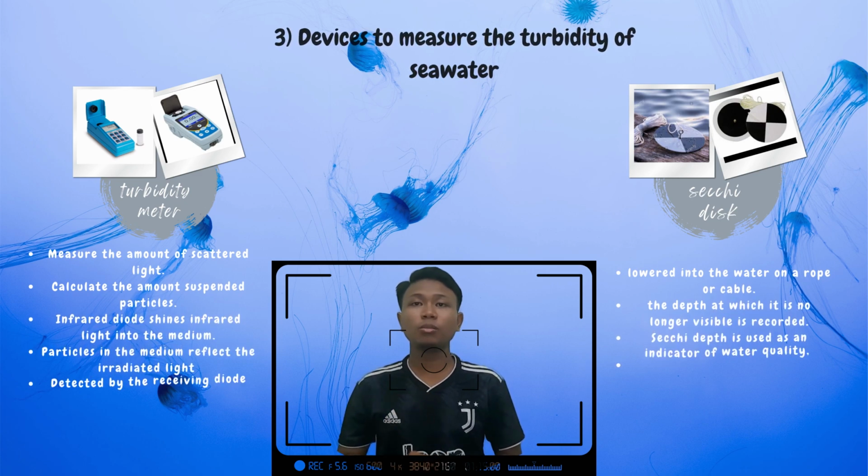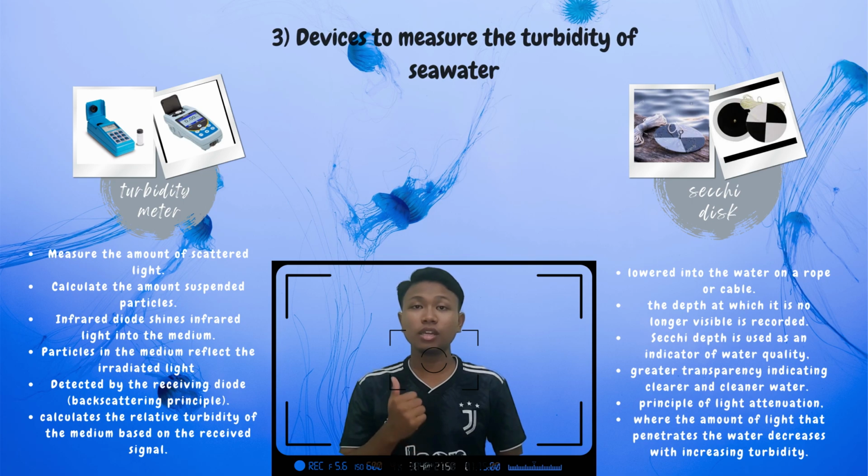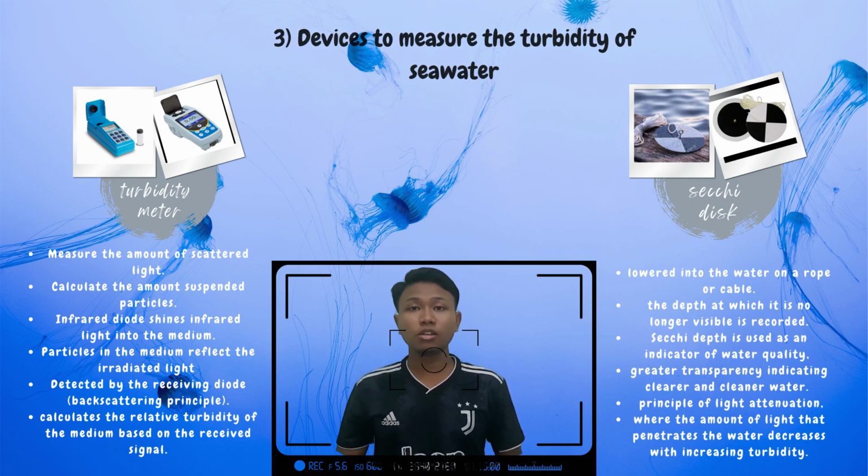There are two devices to measure the turbidity of seawater, which are the turbidity meter and the Secchi disk. Turbidity meter analysis is based on measuring the intensity of transmitted light as a function of the concentration of the dispersed phase. When the light passes through the suspension, part of the energy of the incident radiation is lost through absorption and reflection, and the rest will be transmitted.